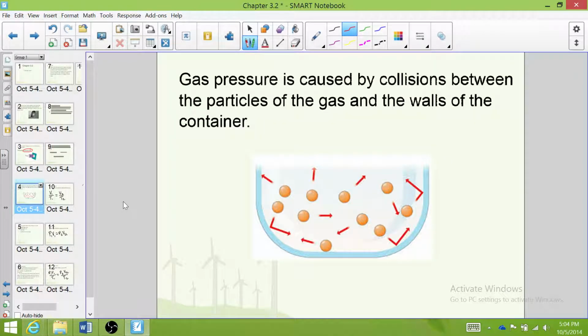Gas pressure specifically is caused by collisions between the particles of the gas and the walls of the container. So as gas particles zoom all around, they hit the sides of the container, applying forces. And those forces are applied along the entire surface area of whatever container they're in. And because it's a force distributed over an area, it's a pressure. So when you blow up a balloon, the pressure inside that balloon is caused by the particles inside the balloon zooming all around and hitting the walls of that balloon. And that's what causes it to stay inflated.